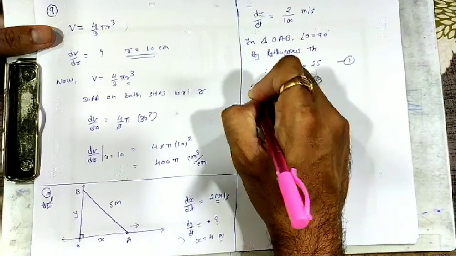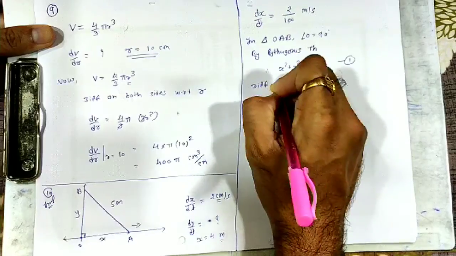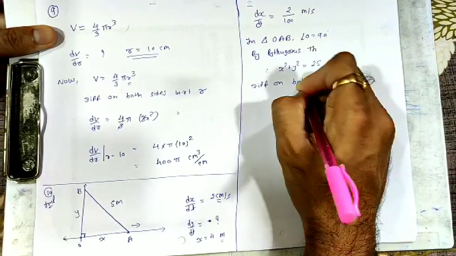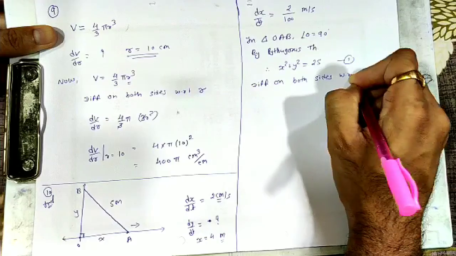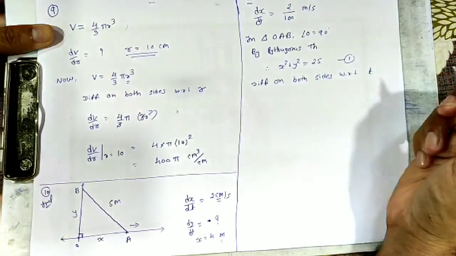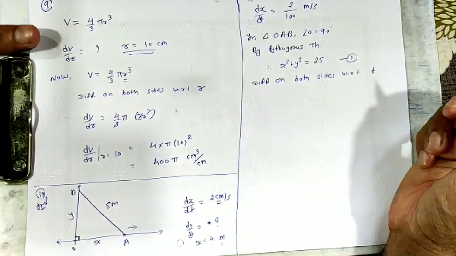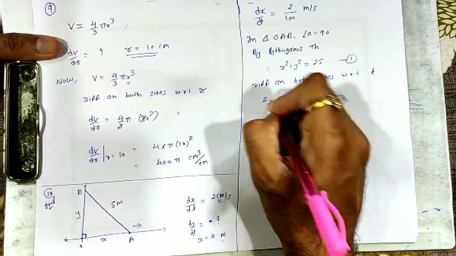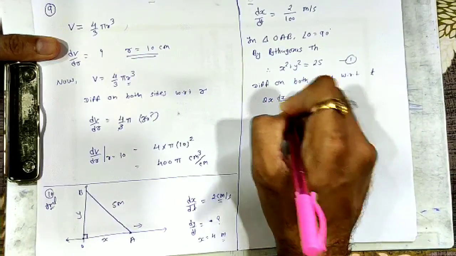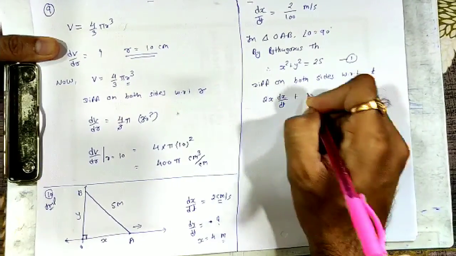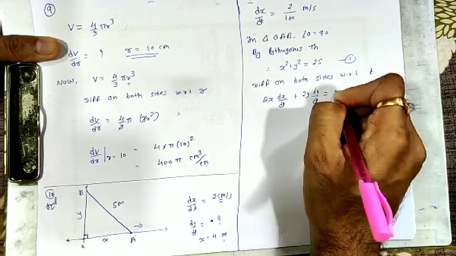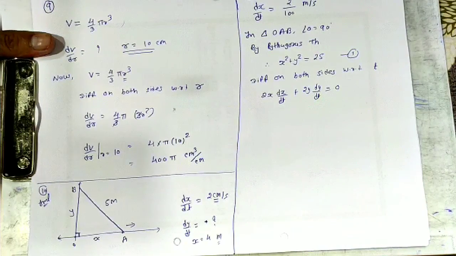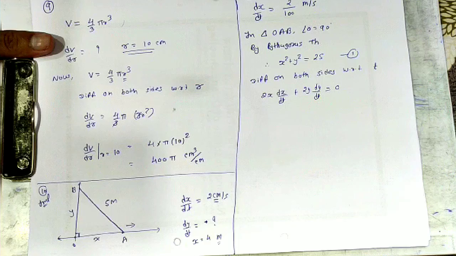Now differentiate this one. Differentiate on both sides with respect to t. So this one is 2x dx by dt plus 2y dy by dt, and that is equal to 0. Done.